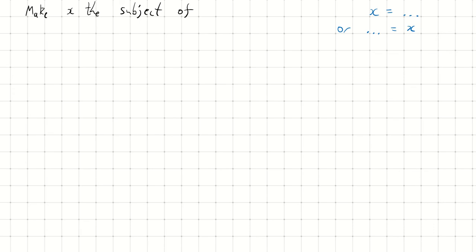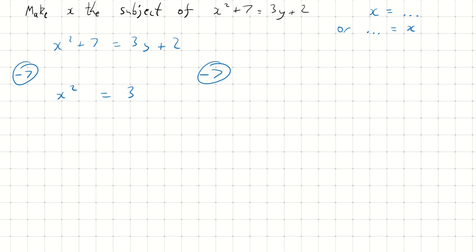So now we're going to look at x squared plus 7 equals 3y plus 2. Again, we're going to make x the subject, so x squared plus 7 equals 3y plus 2. Again, we'll look at the x side. What's happened? We're squaring and adding 7, so work backwards. We're going to take away 7 and then square root. So first we take away 7 from both sides. We get x squared equals 3y plus 2 minus 7, which gives minus 5.